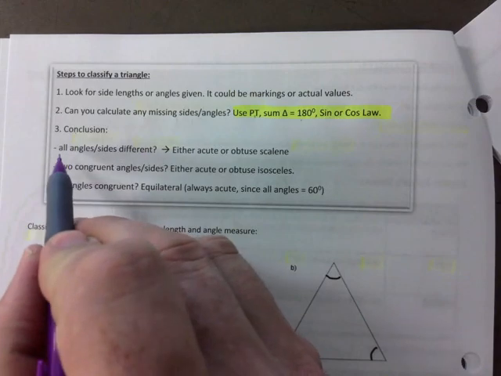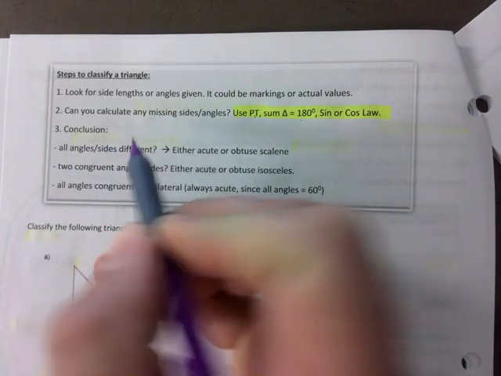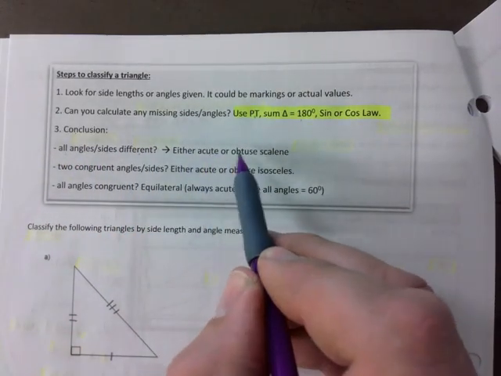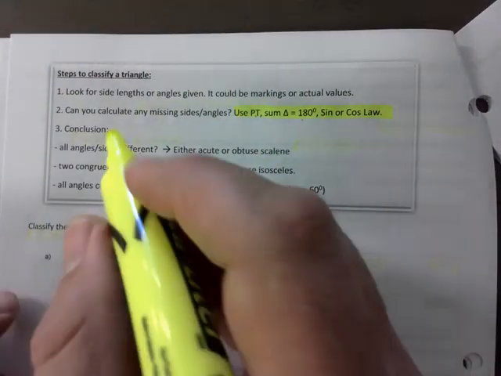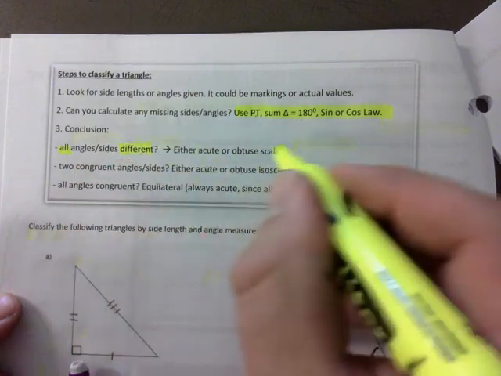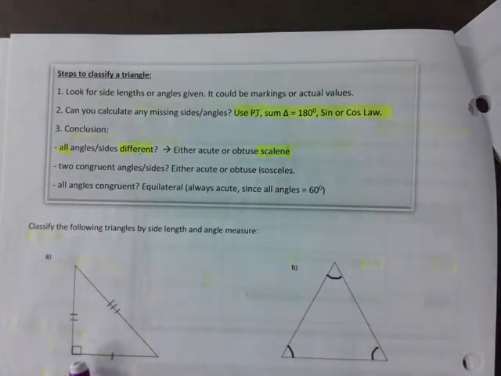Conclusion: if all angles or sides are different, it's either an acute or an obtuse scalene. So I'm going to highlight that part. All are different. We know for sure it's going to be something scalene.